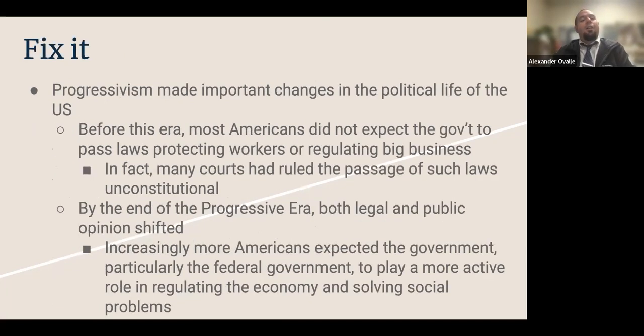Progressivism made important changes in the political life of the United States. Before this era, most Americans did not expect the government to pass laws protecting workers or regulating big business. In fact, many courts had ruled the passage of such laws unconstitutional. But by the end of the progressive era, both legal and public opinion shifted. Increasingly more Americans expected the government, particularly the federal government, to play a more active role in regulating the economy and solving social problems.